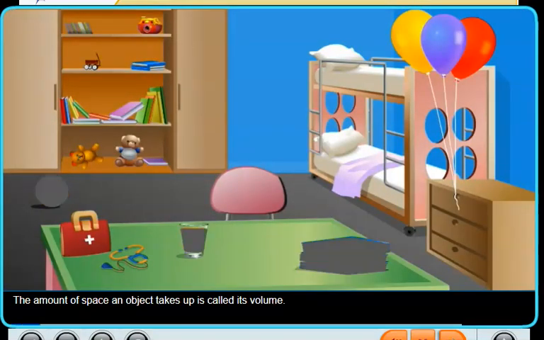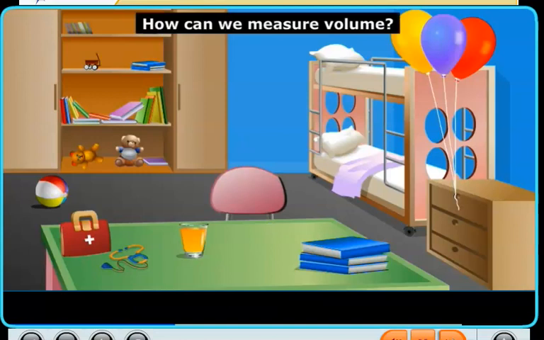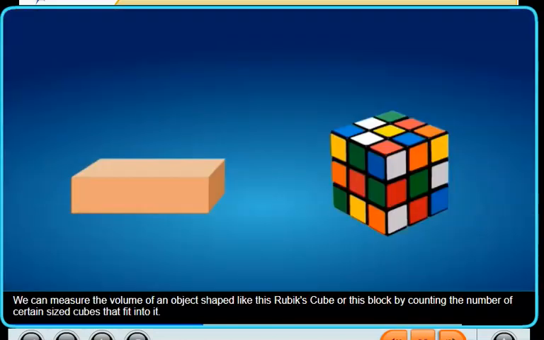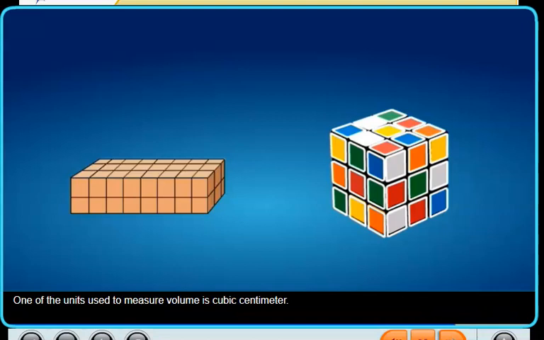The amount of space an object takes up is called its volume. How can we measure volume? We can measure the volume of an object shaped like this Rubik's Cube or this block by counting the number of certain size cubes that fit into it. One of the units used to measure volume is cubic centimeter.